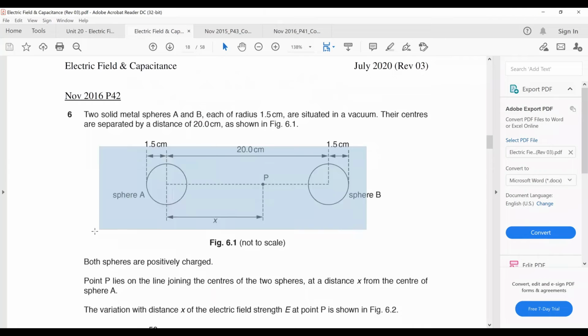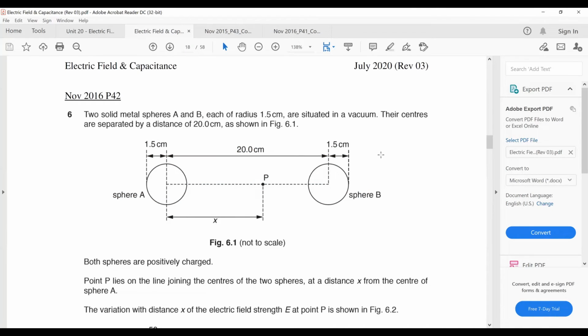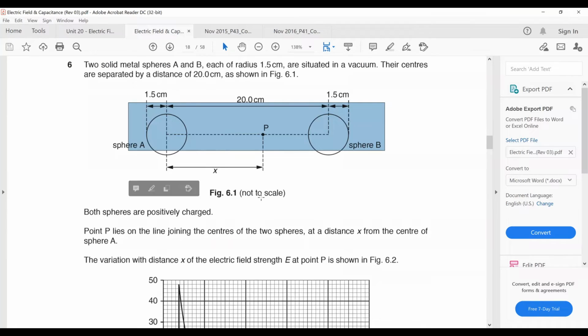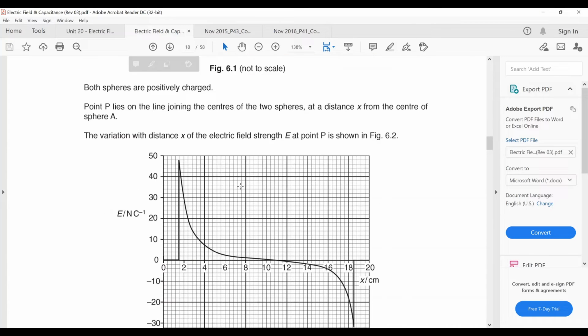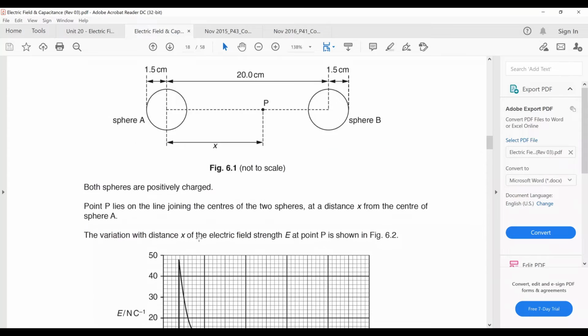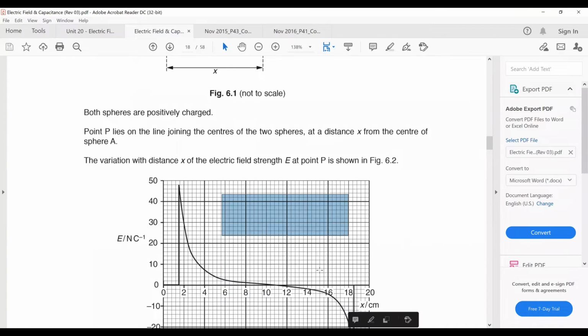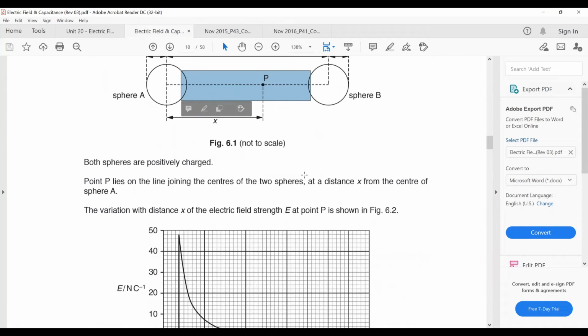Okay, so again, when you look at this question, you see that there are two charges here. You know that they're talking about a case between two charges, not an isolated charge. Here they gave you the graph of field strength versus distance. This is referring to the field strength between the two charges, which is taken from this equation.